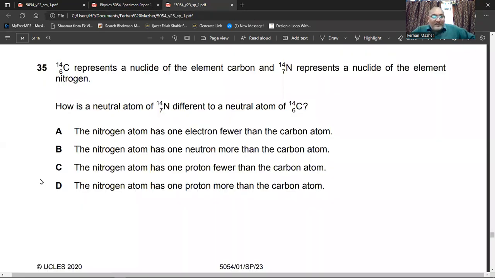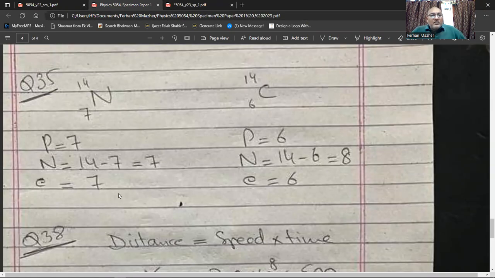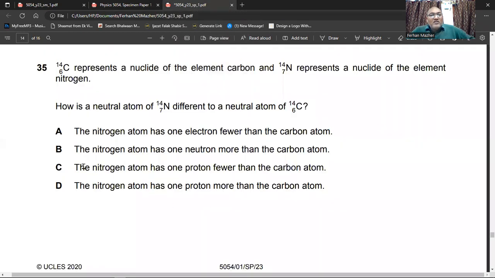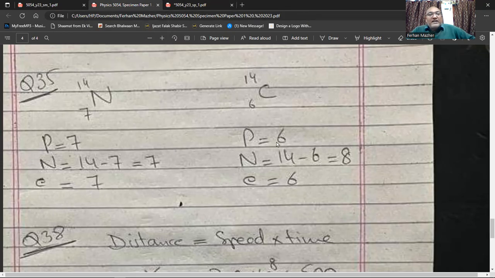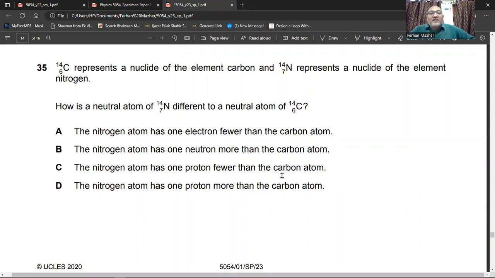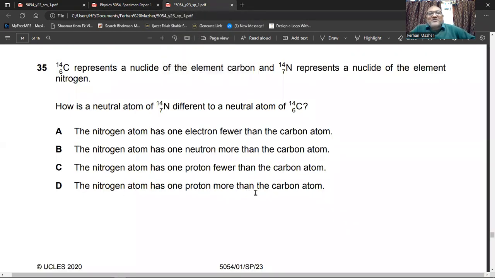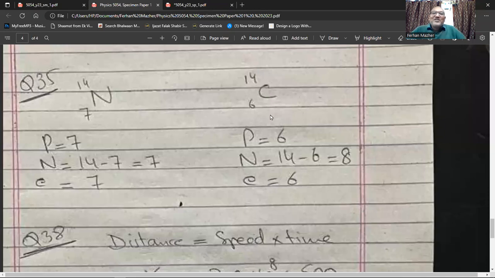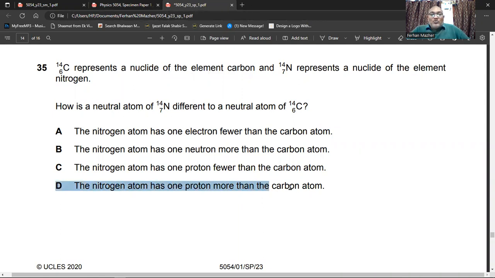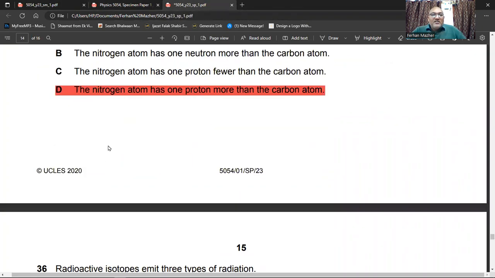Okay, so what are the options they are giving us? The nitrogen atom has one electron fewer than the carbon atom. That's wrong. The nitrogen atom has one neutron more than the carbon atom. No, that is also wrong. Then he says the nitrogen atom has one proton fewer than the carbon atom. That's wrong. It has one proton more. The nitrogen atom has one proton more than the carbon atom. Here you see, one proton is more than the carbon's protons. So it looks like D is the right option, sir. 35, D is the option. Easy peasy question. Okay, so we are going to the next question.